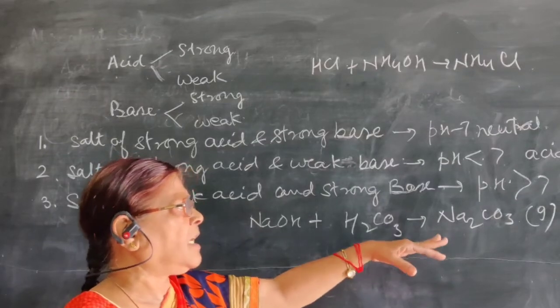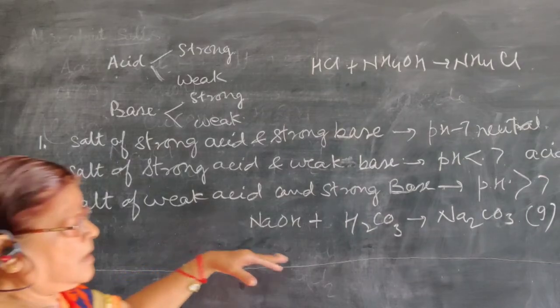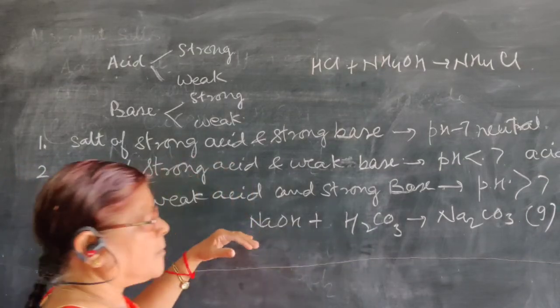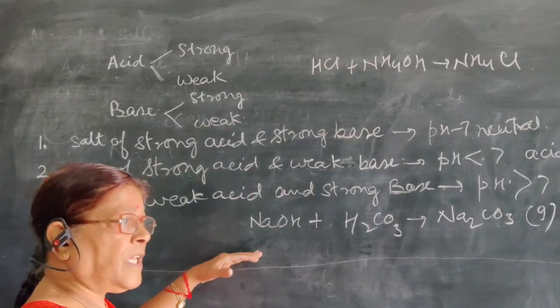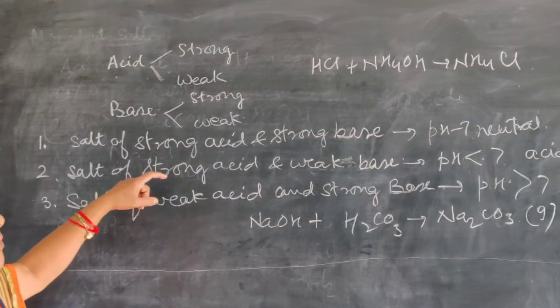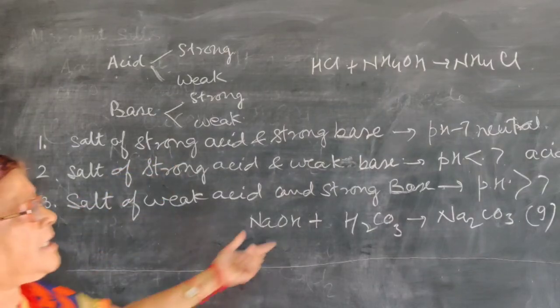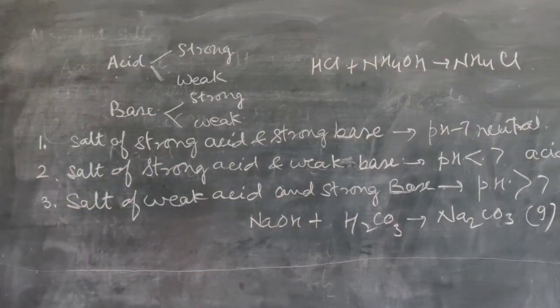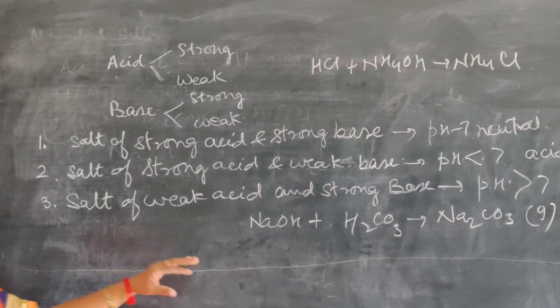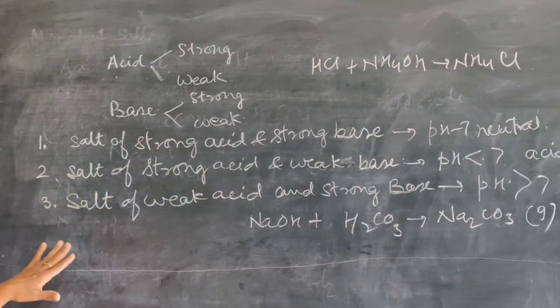Many other salts are basic in nature because they are made from a strong base. When the strong base is there, the salt will be basic in nature. When we use a strong acid, the salt will be acidic in nature, and then we can find out the pH of the solution. The fourth category is also there, the salt of a weak acid and a weak base, but you do not have to study that here; only these three are required, as given in the syllabus.